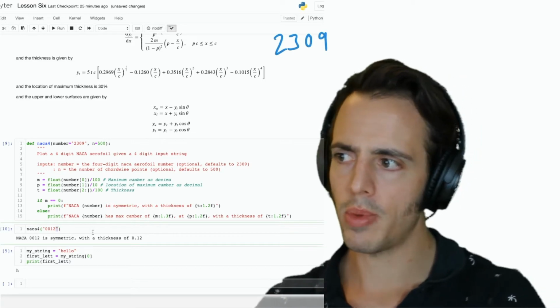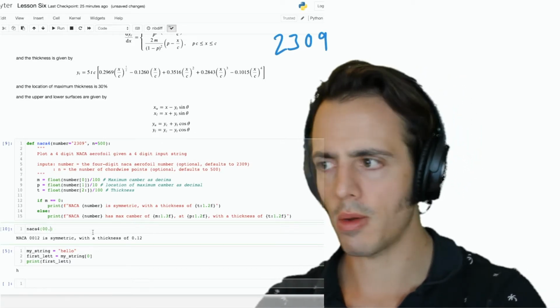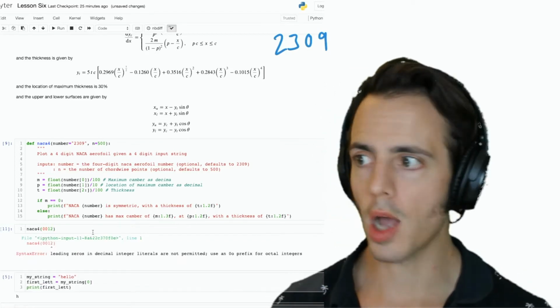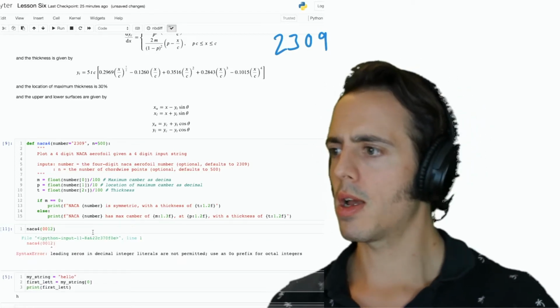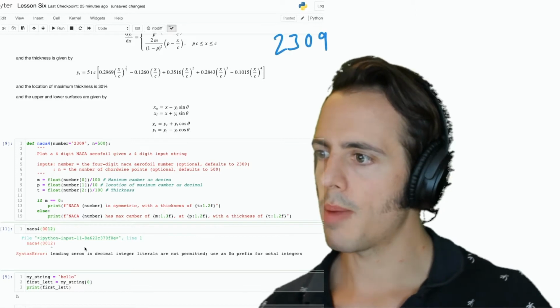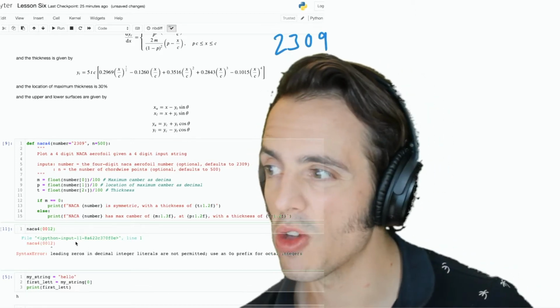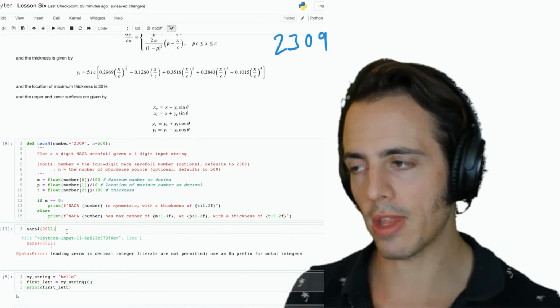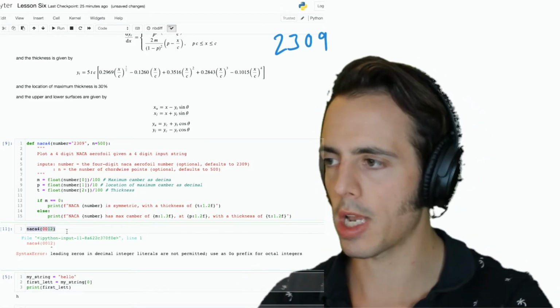Maybe I don't want to input a string. Maybe I'll just input 0012. See if this works. Doesn't work. Okay, so it's not going to work because it won't work when you input a number like that. Numbers aren't allowed to have leading zeros, so we have to put a string in for this.